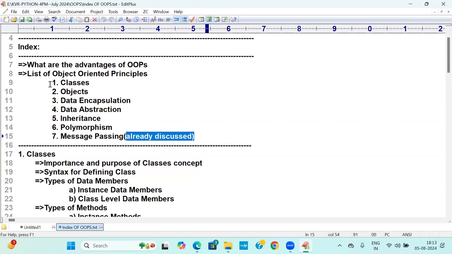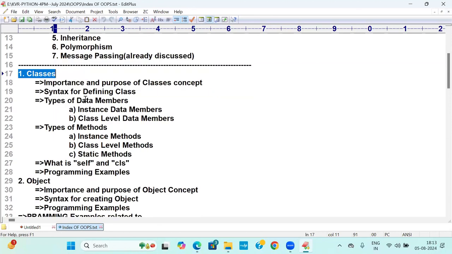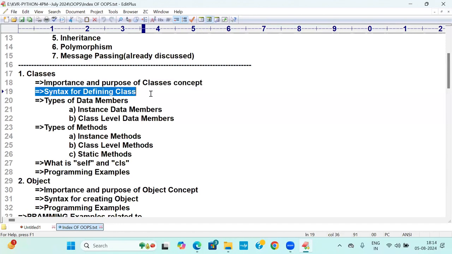So next, under classes and objects, the first one is called classes. There we are talking about the importance and purpose of the classes concept. There we'll talk about the syntax for defining a class.